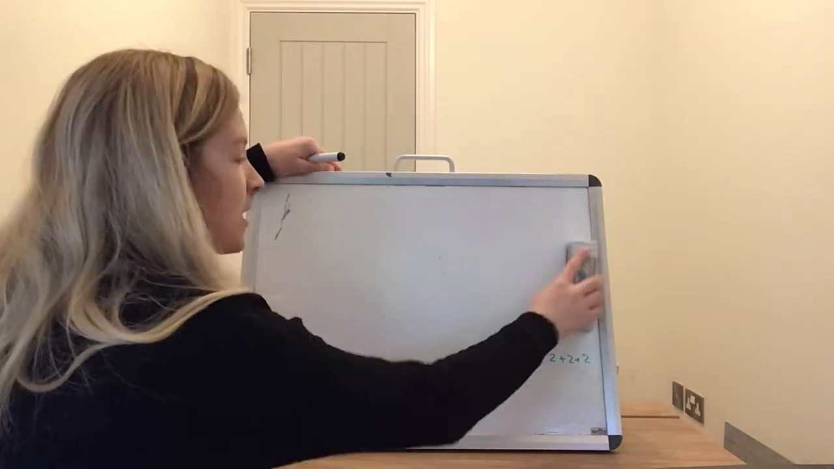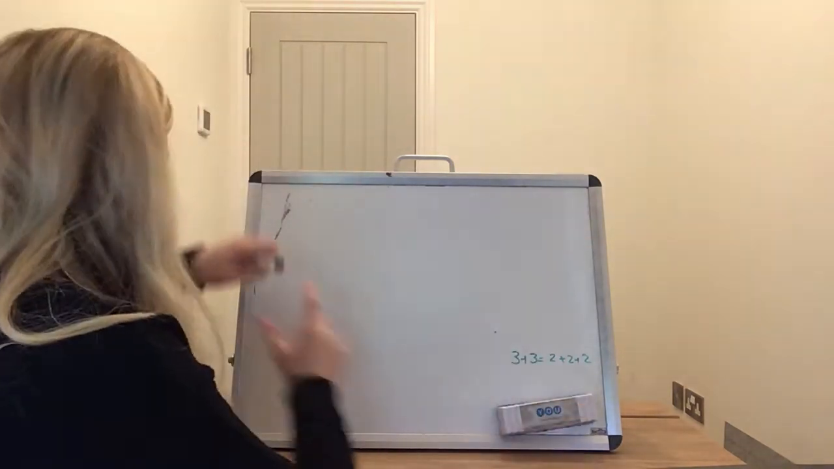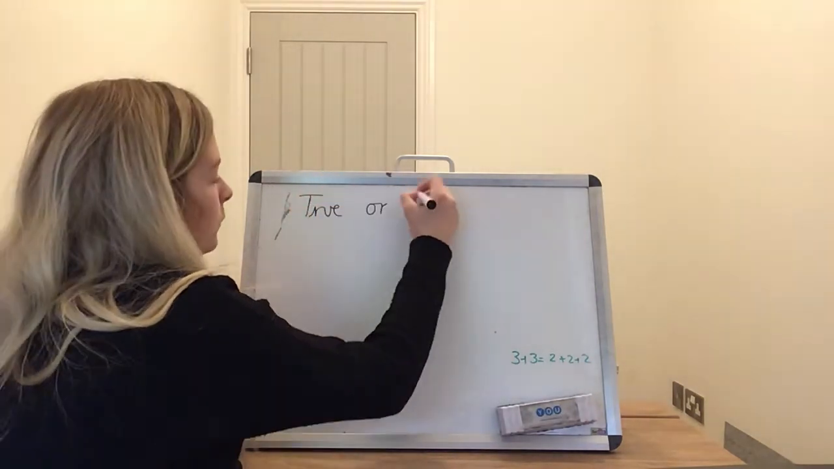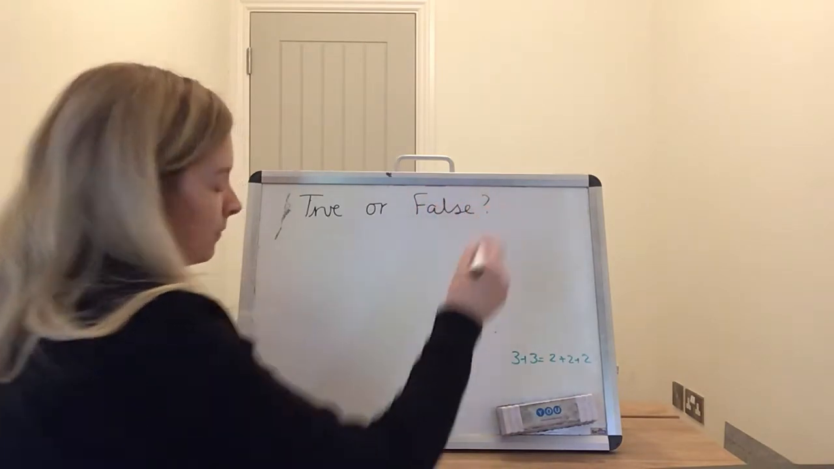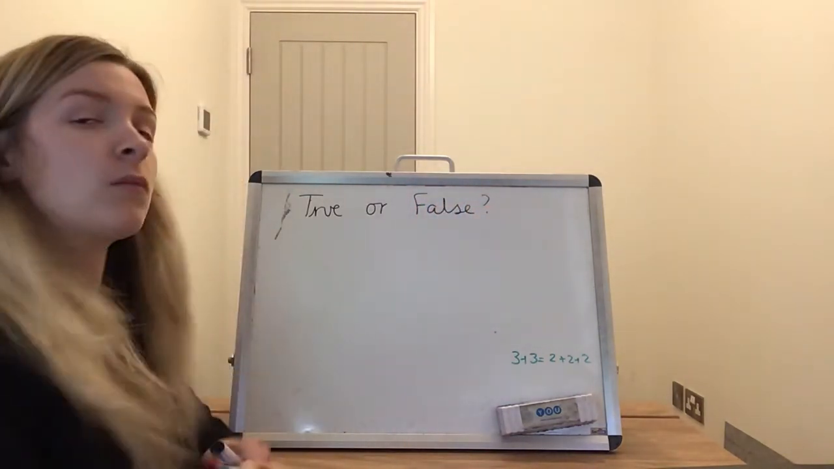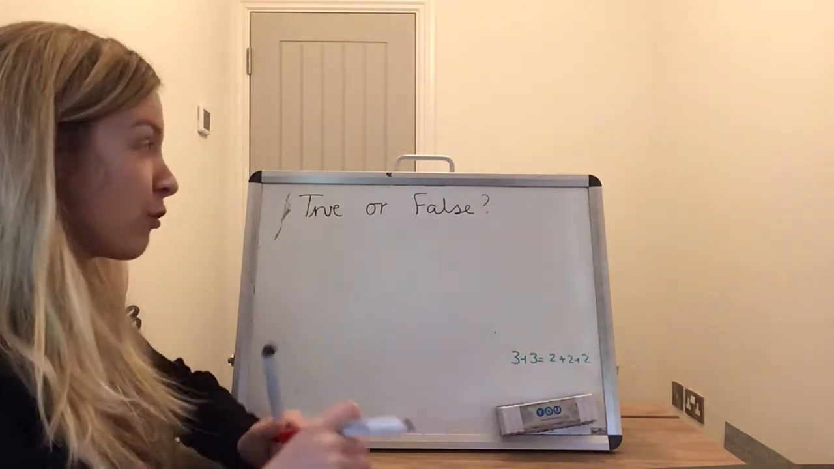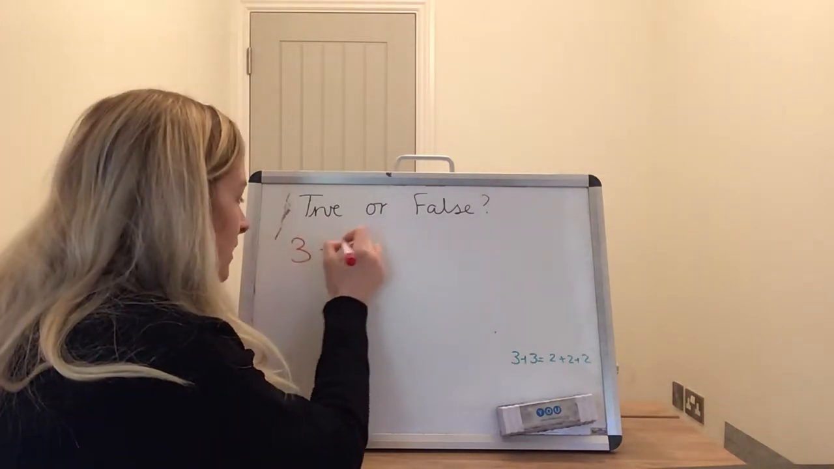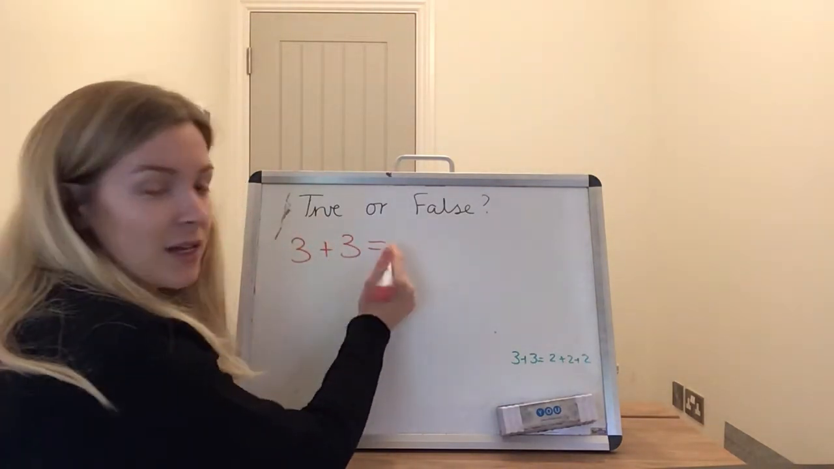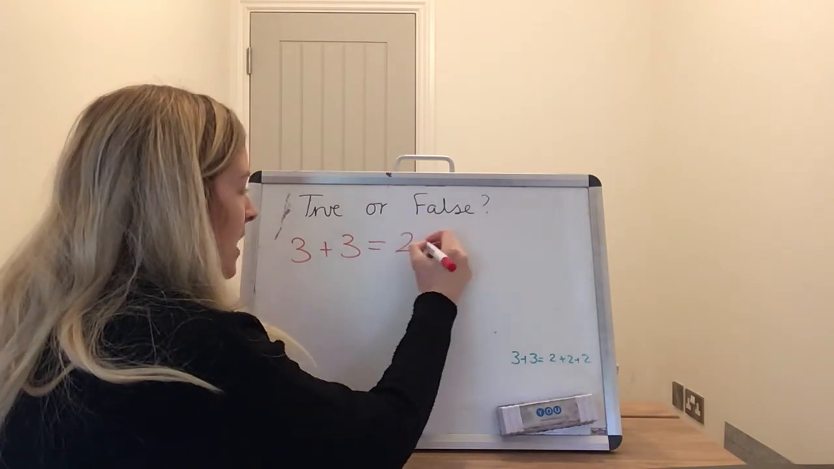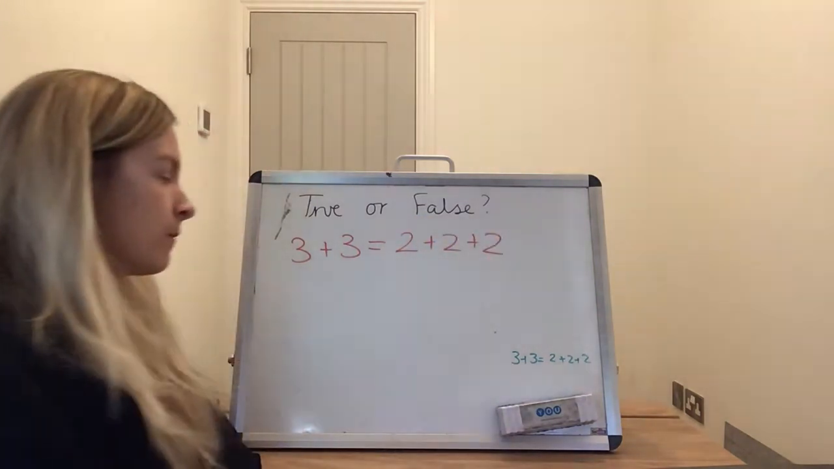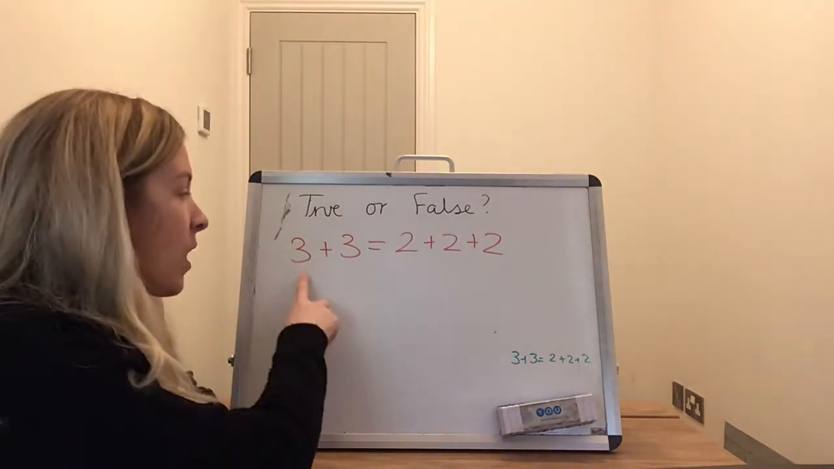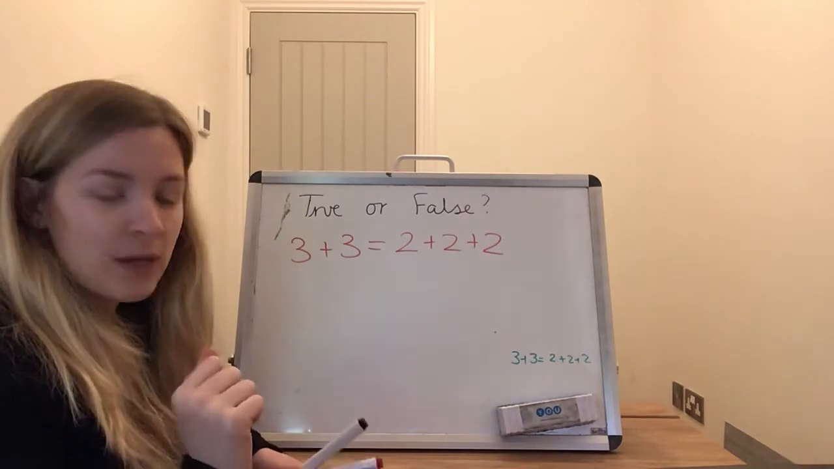So, what we're going to do now is just have a look at one more type of question. True or false? Okay, I'm going to give you a number sentence and you're going to tell me if it's true or false, right or wrong. Three and three is the same as, or is equal to, two and two and two. Oh, I don't know. Why don't we work out each side and then we'll be able to figure it out.